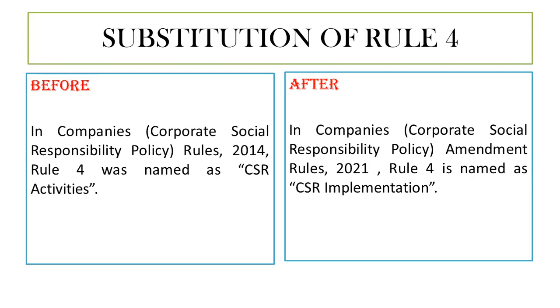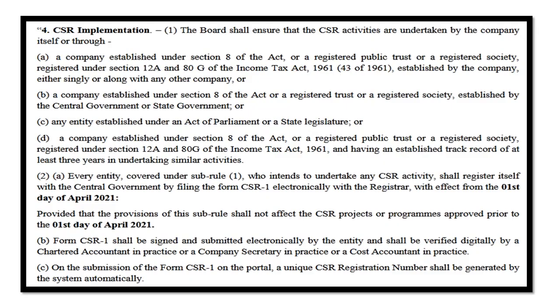Next amendment is regarding substitution of rule 4. Before, in the Companies CSR Policy Rules 2014, Rule 4 was named as CSR Activities. But now, in this amendment, in the Companies CSR Policy Amendment Rules 2021, Rule 4 is named as CSR Implementation. Now, I'll be giving you an overview of what all is in the CSR implementation under Rule 4.